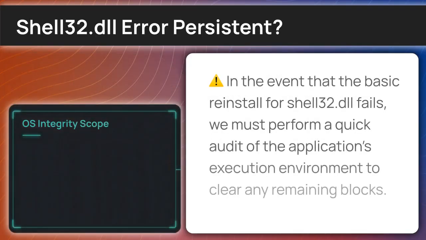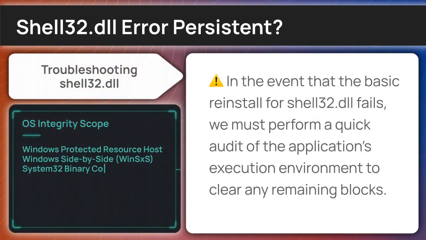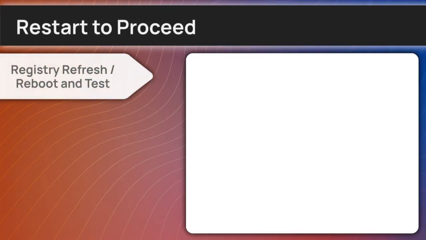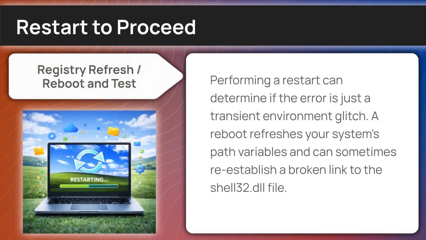In cases where the official installer remains ineffective, we must escalate to a manual review of your system's active runtime state. A full system restart ensures that no background processes are currently locking the Shell32 file. A fresh boot allows Windows to reinitialize its library map from a clean state.